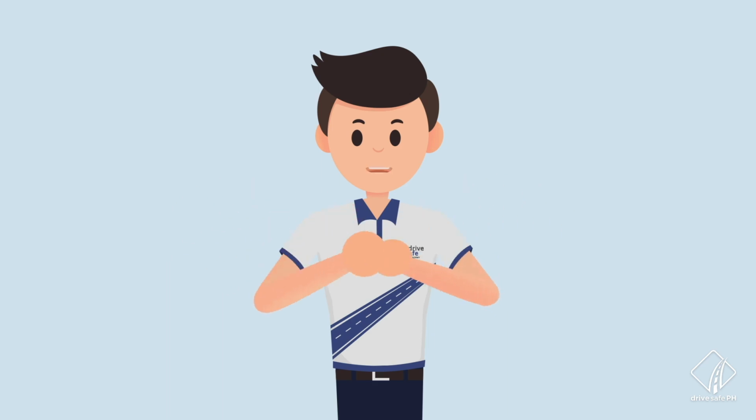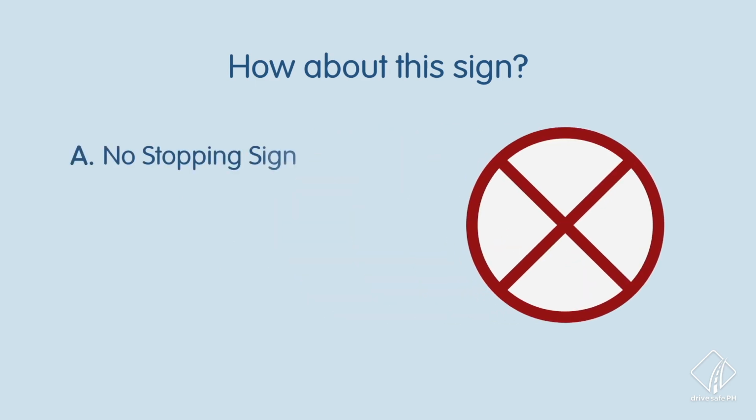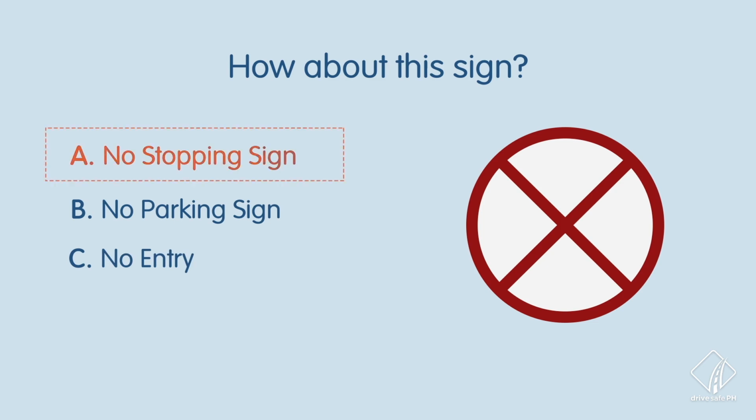Okay, let's move on. How about this sign? It looks similar to the previous sign. Does it say no stopping, no parking, or no entry? Right, it is a tricky sign. I think it is the first option, A, no stopping. You got it right. It's a no stopping sign. It is totally different from the no parking sign or the no entry sign.